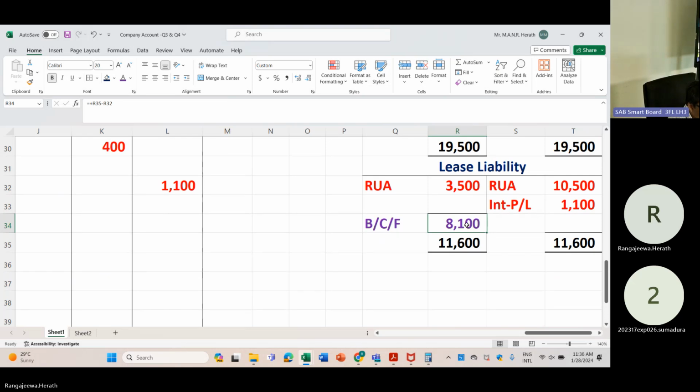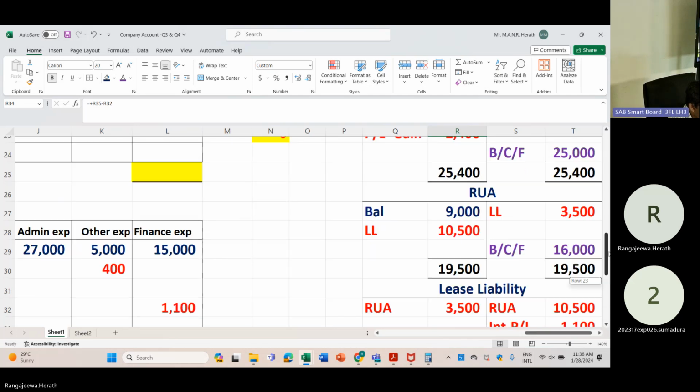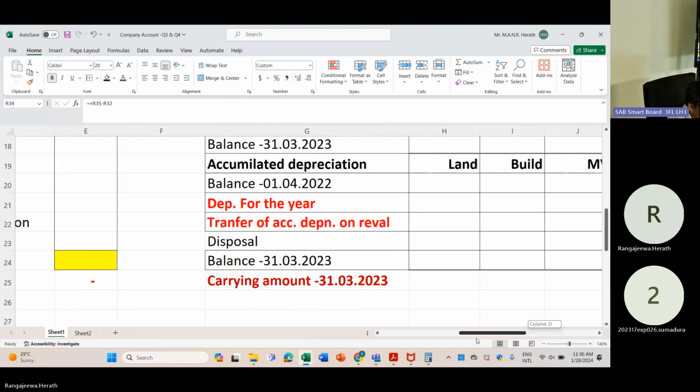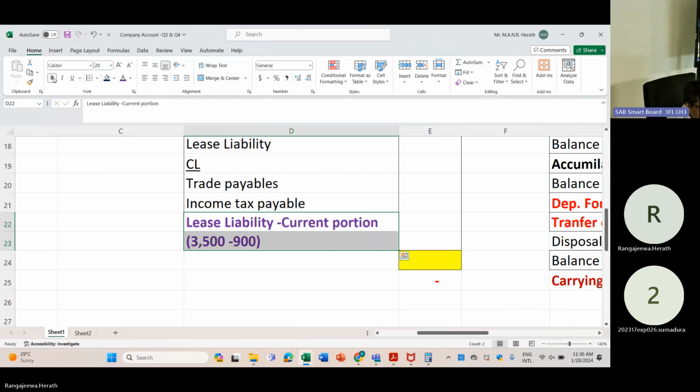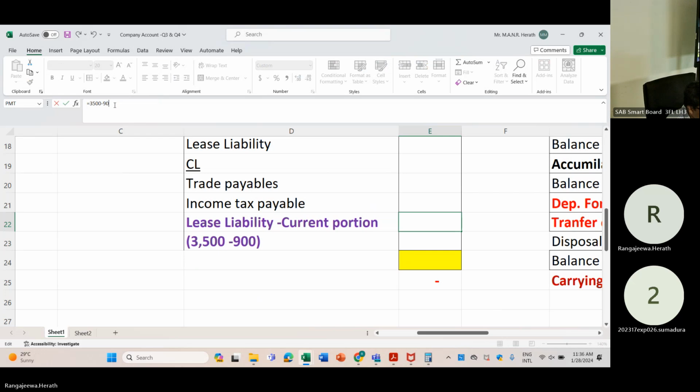How much is current? Next year installment 3,500. From that we can deduct 900 interest. So in the statement of financial position, under current portion of lease liability, 3,500 minus 900. Current portion of lease liability is $2,600.